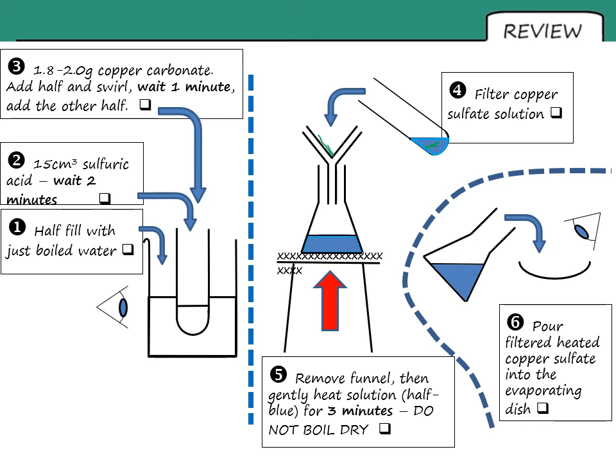The excess copper carbonate will collect in the filter paper, and you'll just have a solution of copper sulfate and water. And if you pour that into an evaporating basin and heat it gently until it starts to crystallize, you start getting crystals appearing around the edge of the solution. And then you can let it cool down and put it on the side for a couple of days, let the rest of the water evaporate. And just to make sure, you can then use a spatula to put your crystals on some filter paper to absorb any small amounts of water that may be left.